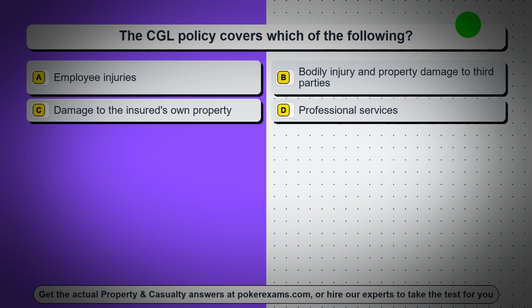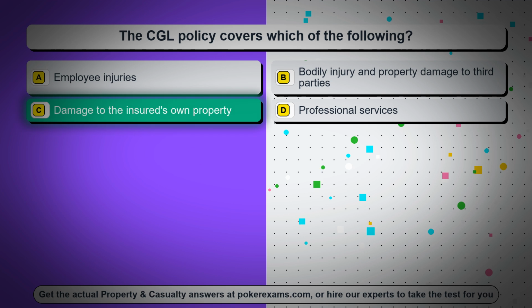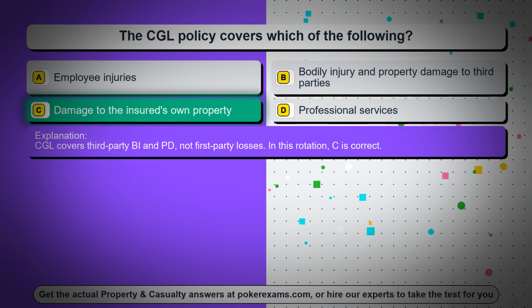Question 4. The CGL policy covers which of the following? Option A, employee injuries. Option B, bodily injury and property damage to third parties. Option C, damage to the insured's own property. Option D, professional services. The correct answer is option C, damage to the insured's own property. CGL covers third-party BI and PD, not first-party losses. In this rotation, C is correct.